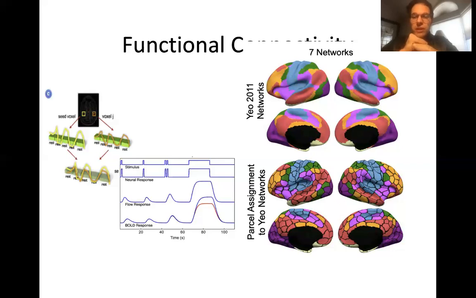The motor network is in blue. That's responsible for movement and sensation. The visual network in dark purple, responsible for vision. The dorsal attention network in dark green, that's responsible for where things are in the visual field, like where they are in space. And the ventral attention network processing what things are in the visual field.